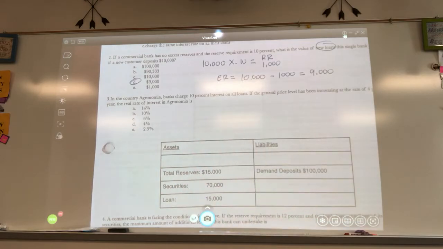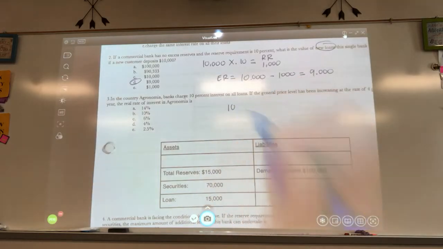In a country of, I have no clue where this country is. I don't even know if it exists. Argonomia. Anybody know if that exists? I think it's in West Africa. West Africa. Okay, well, we're gonna pretend that it is there. Banks can charge 10% interest on all loans. If the general price level, oh, do y'all want that interest rate? No, that is crazy, right? We all know that that's not good, right? Because they could charge me 10%.